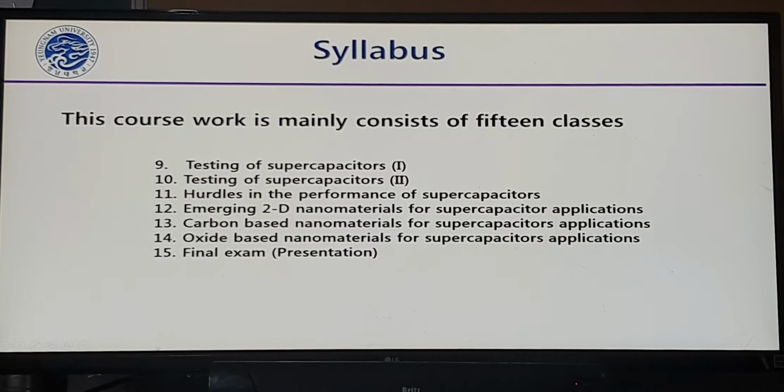We will discuss different kinds of morphologies, carbon based materials, and oxide based materials. There are different kinds of materials based on morphology. We will discuss in detail the preparation, testing, and performance of supercapacitors.